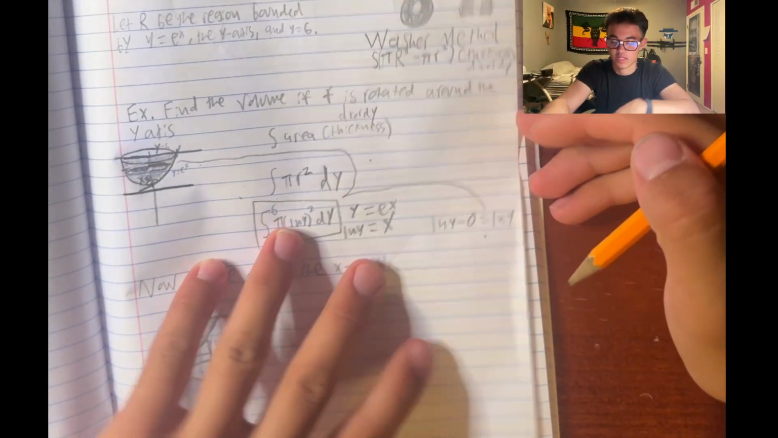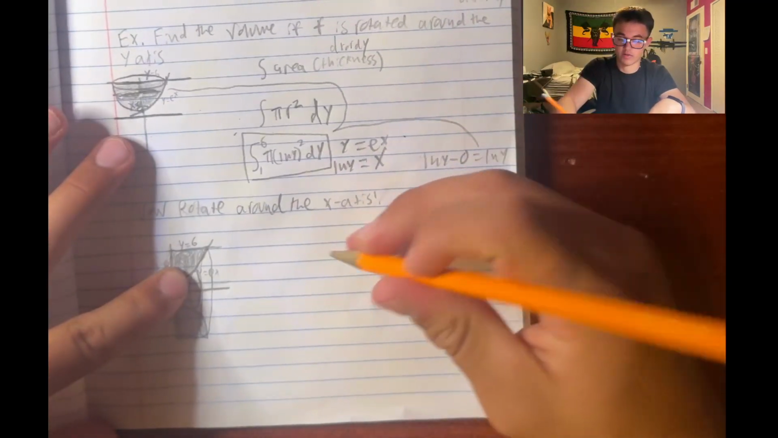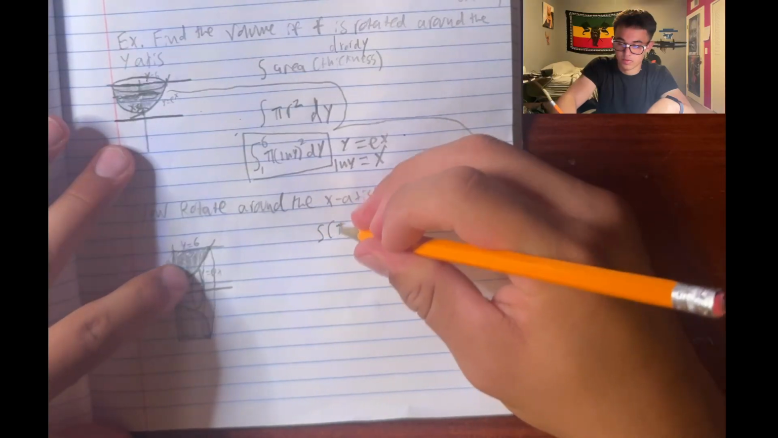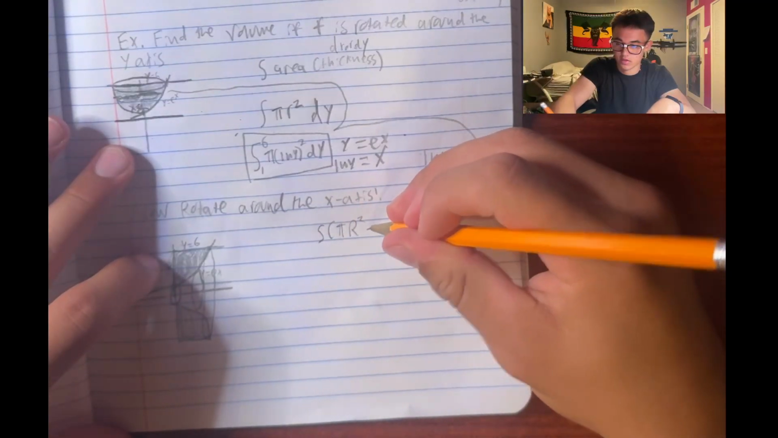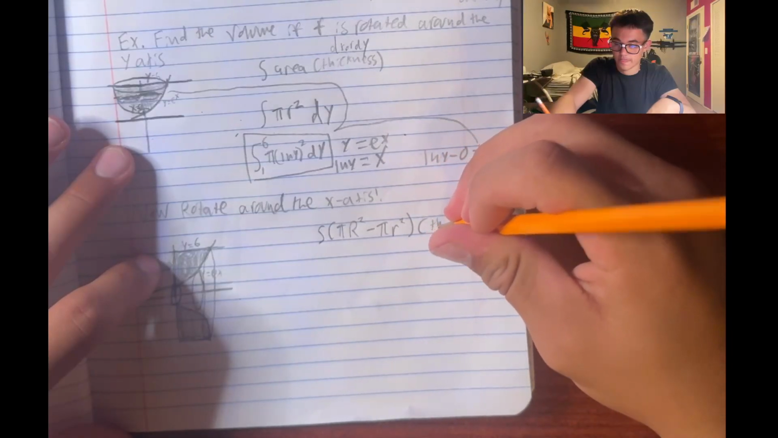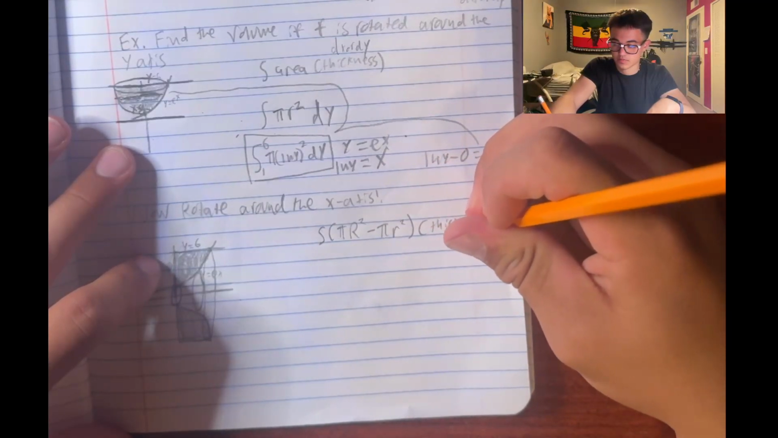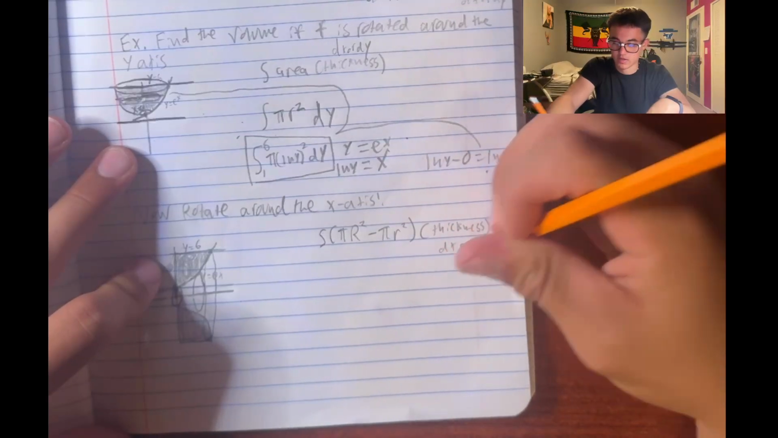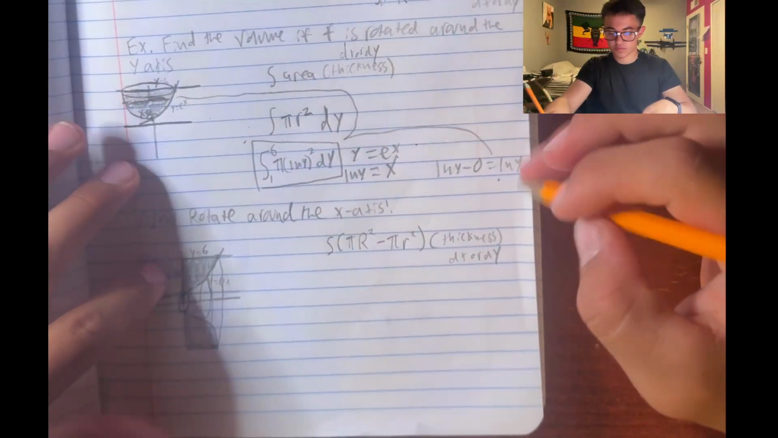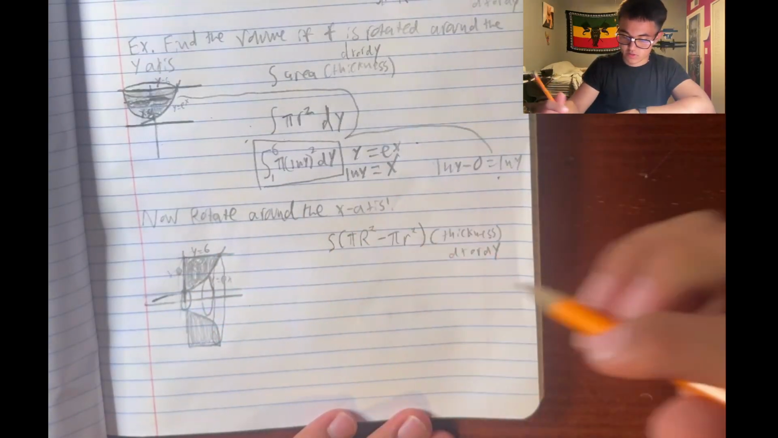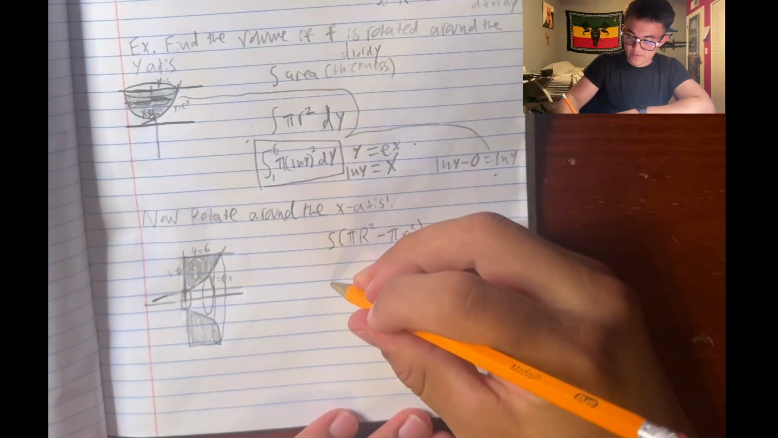So what that looks like is, let's draw the formula down here. We got pi R squared minus pi little r squared, and then thickness dx or dy. So looks like we're going. All right, let's fill this out first. So we got.